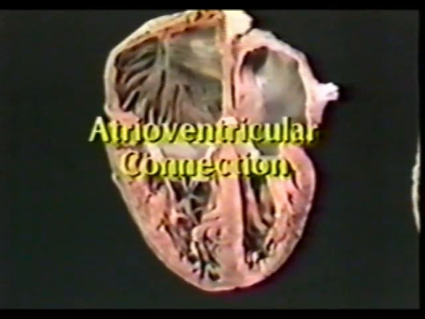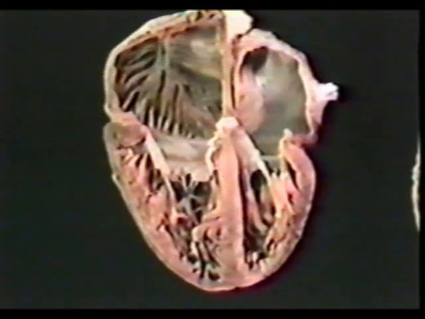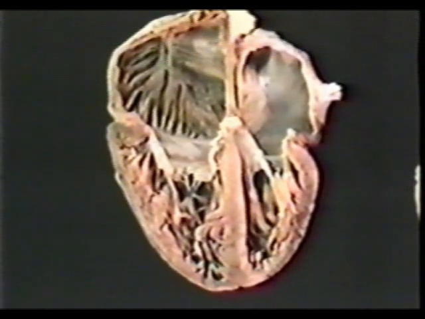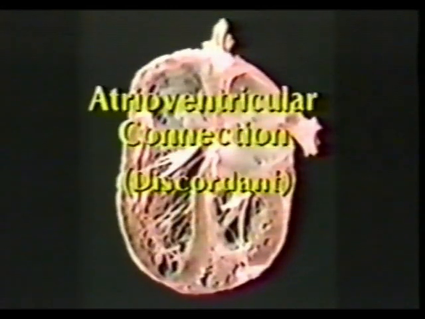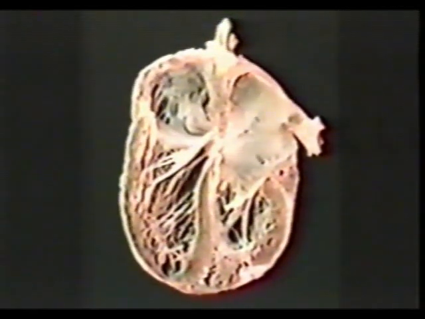The atrioventricular connection is either concordant or discordant. The term concordance designates that a morphologic right atrium connects to morphologic right ventricle across a morphologic tricuspid valve. Atrioventricular discordance is present when a morphologic right atrium connects via a morphologic mitral valve to a morphologic left ventricle.